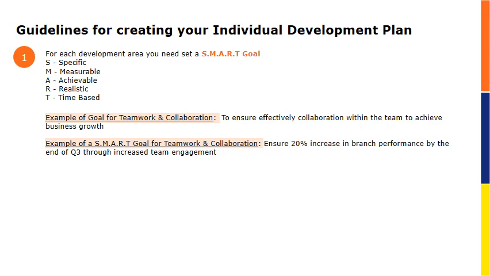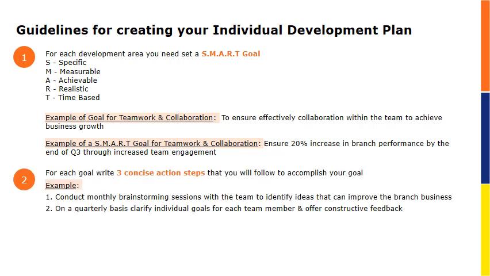Now let us look at a SMART goal. Ensure 20% increase in branch performance by the end of quarter 3 through increased team engagement. This is a very specific goal and can be measured. It also has a timeline associated with it, therefore it can be tracked.